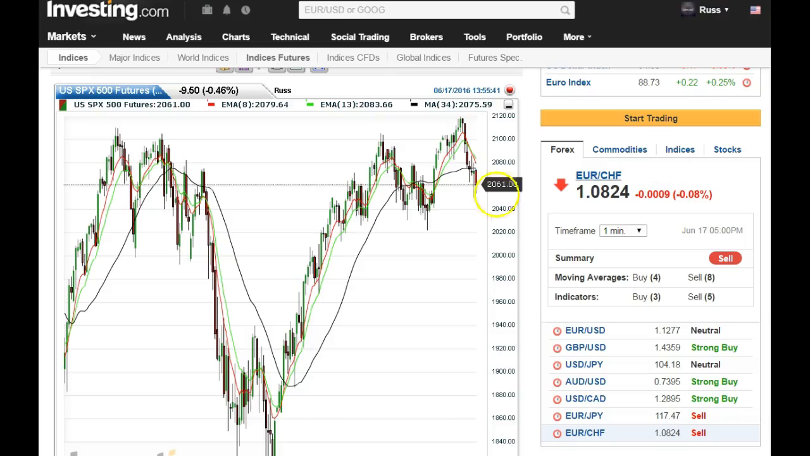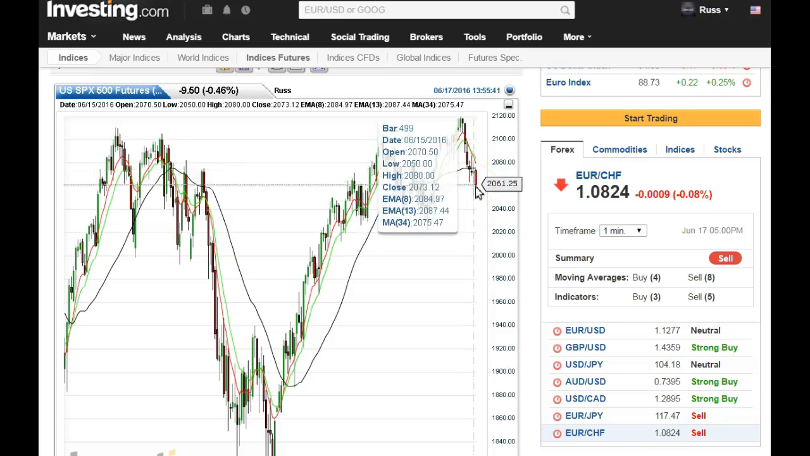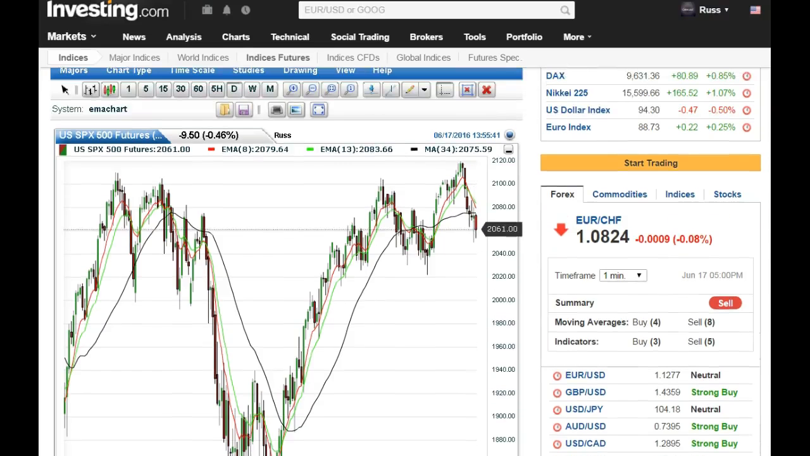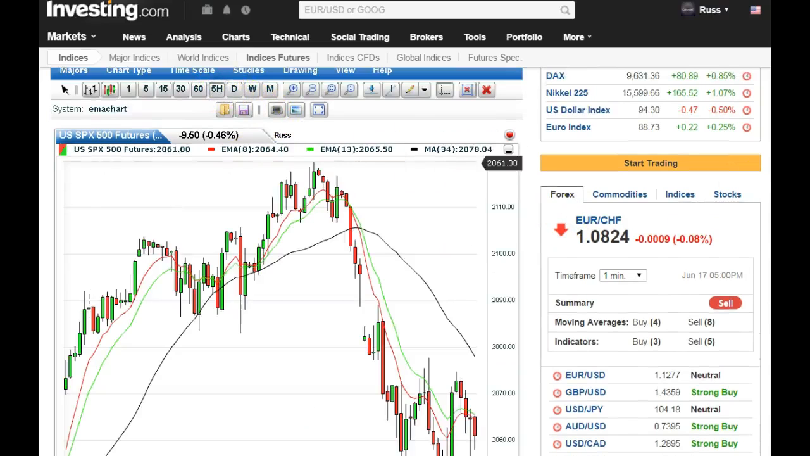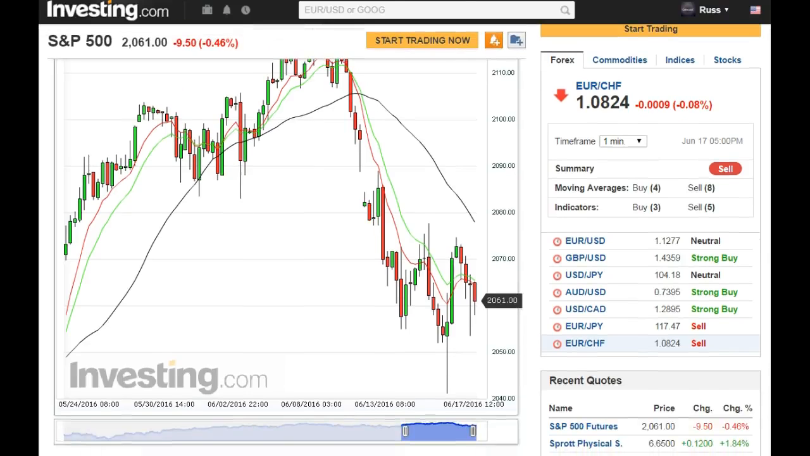2120, came back below our 34, made a low, and bearish retraced, and we ended up on our high, or came up right to the point and came back down to settle at 2060. So again, dollar bearish, S&P bearish on the shorter term. Let's see what happened here.